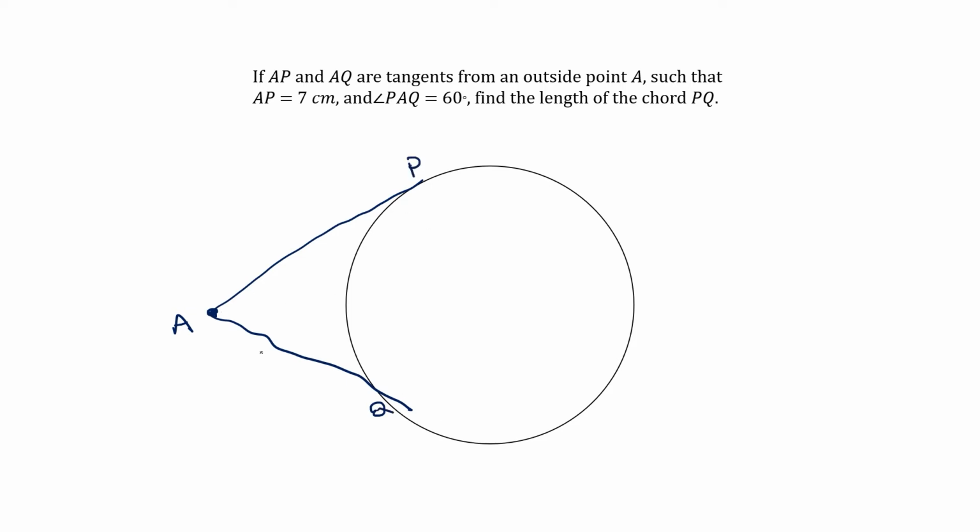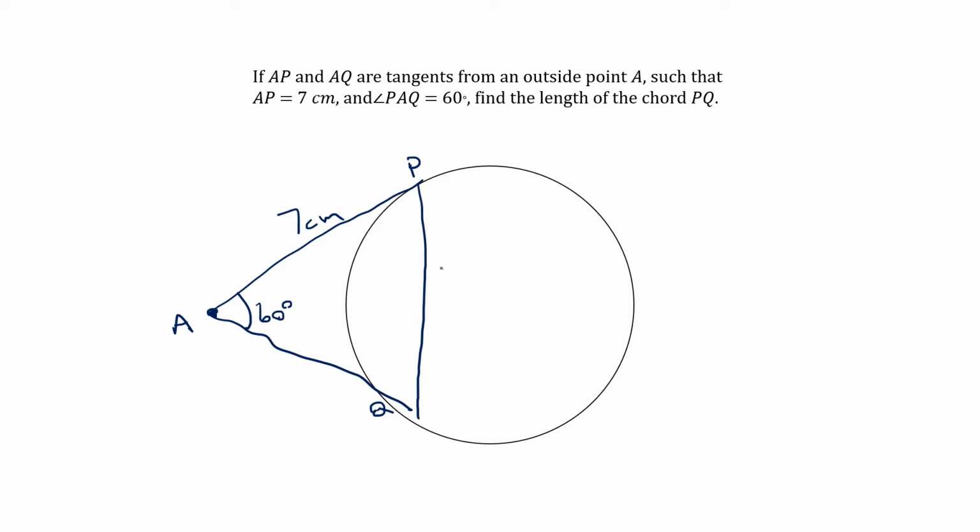Those are equal length. You're not going to always draw it perfectly correctly, especially not me on a tablet, but those are our lines, such that AP equals 7 centimeters, and angle PAQ is 60 degrees. Find the length of the chord PQ.